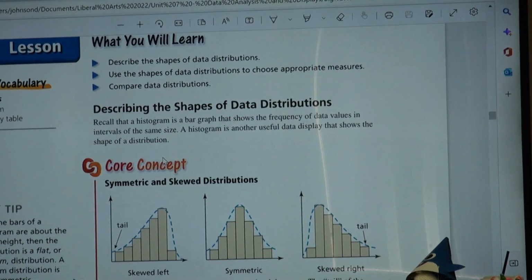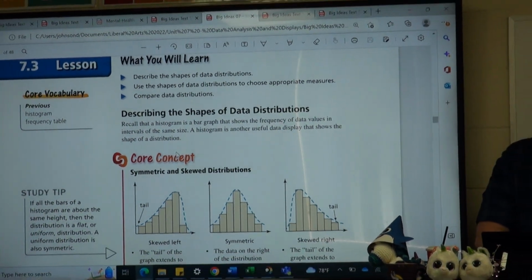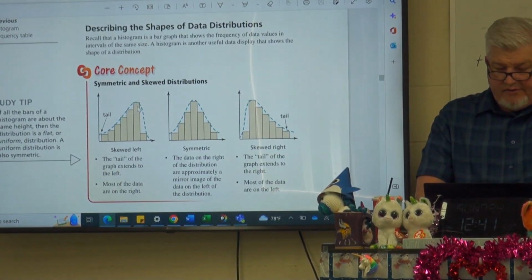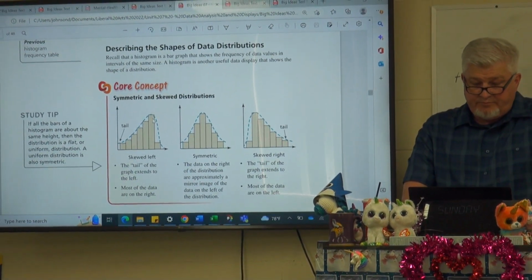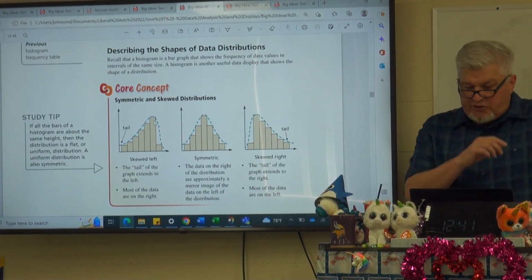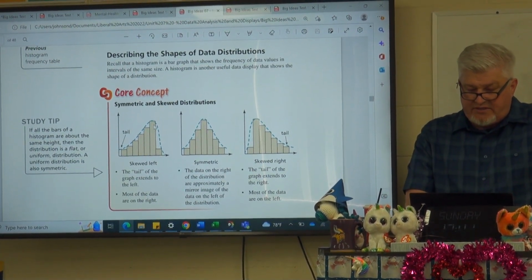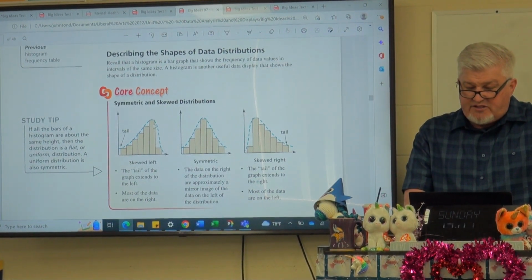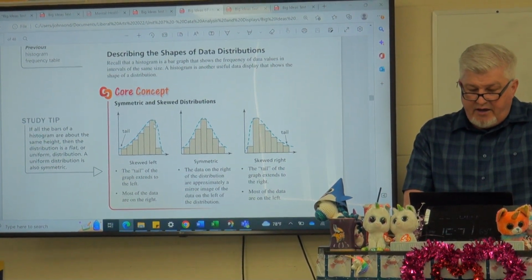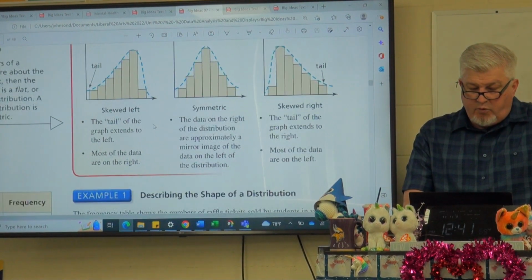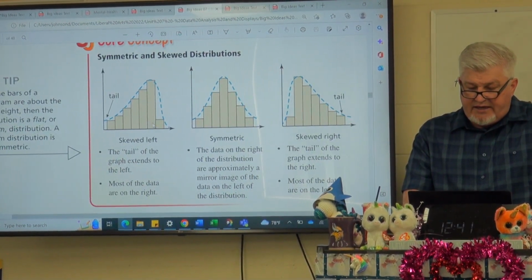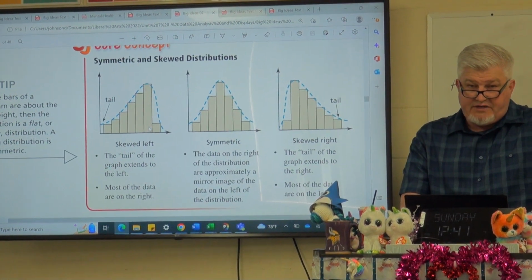The first thing says, describing the shapes of data distributions. It says to recall that a histogram is a bar graph that shows the frequency of data values in intervals of the same size. A histogram is another useful data display that shows the shape of the distribution. What you might call a bar graph, we're calling a histogram.